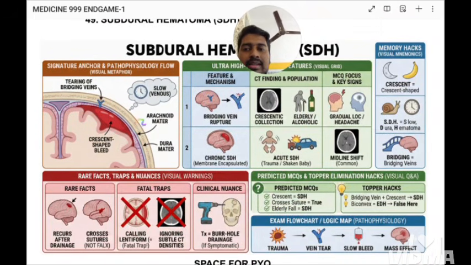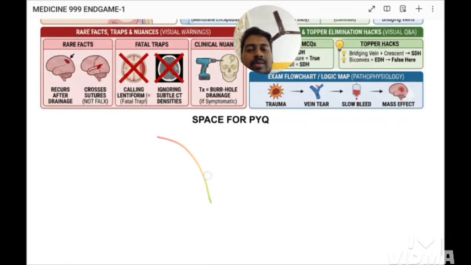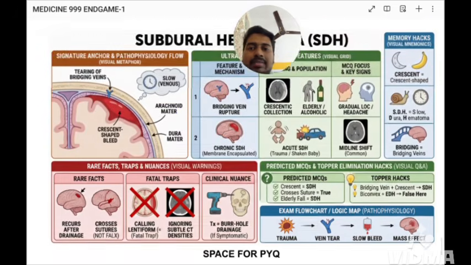Basically there are different layers of meninges. You have dura mater, arachnoid mater, then pia mater. Anything that occurs outside the dura mater is called extradural hemorrhage. Below the dura is subdural hemorrhage, and below the arachnoid mater you will have subarachnoid hemorrhage. So we have three layers: first dura, here we have extradural hematoma; below dura we have subdural hematoma; and below arachnoid and pia mater we have subarachnoid hematoma. There shouldn't be any confusion regarding this.